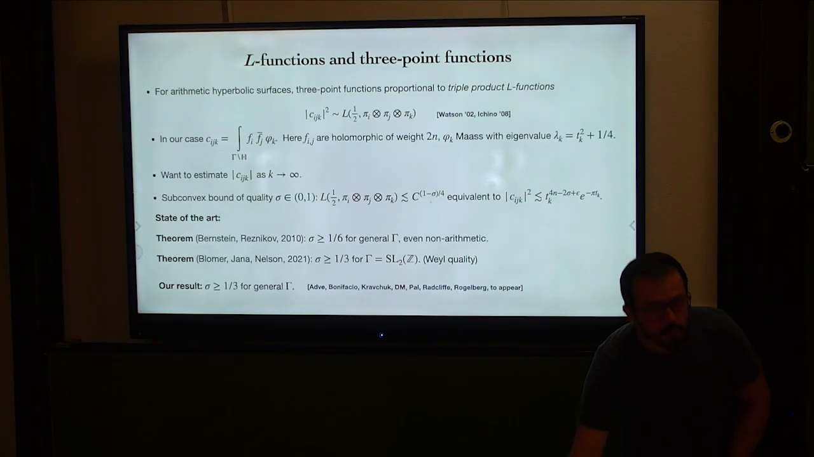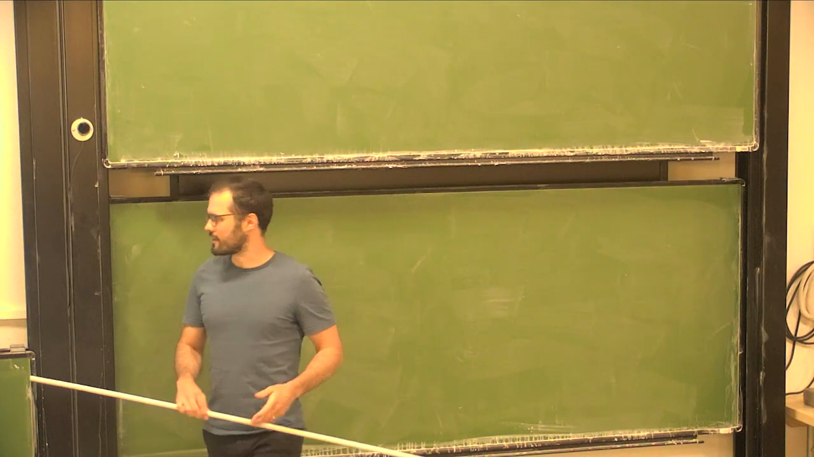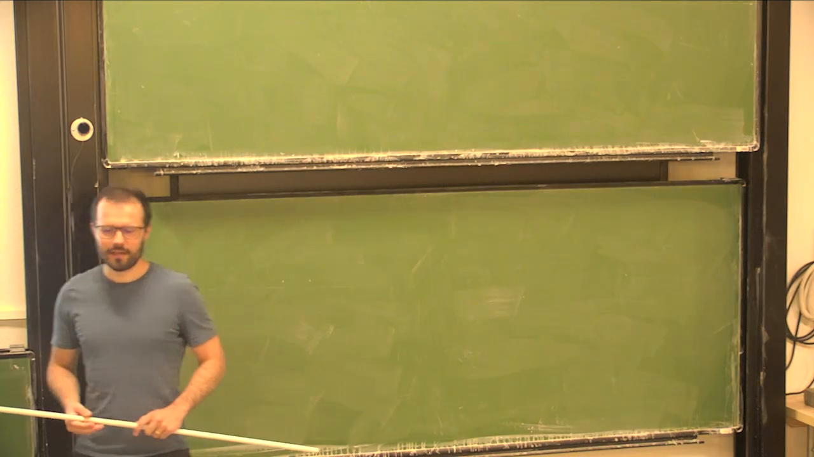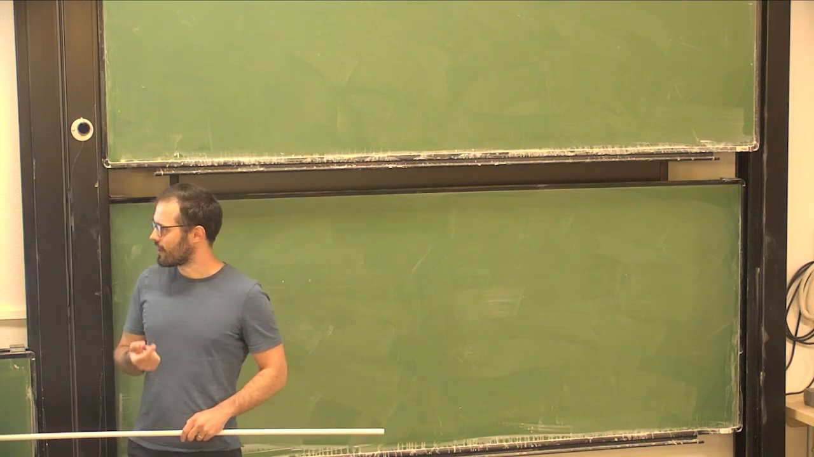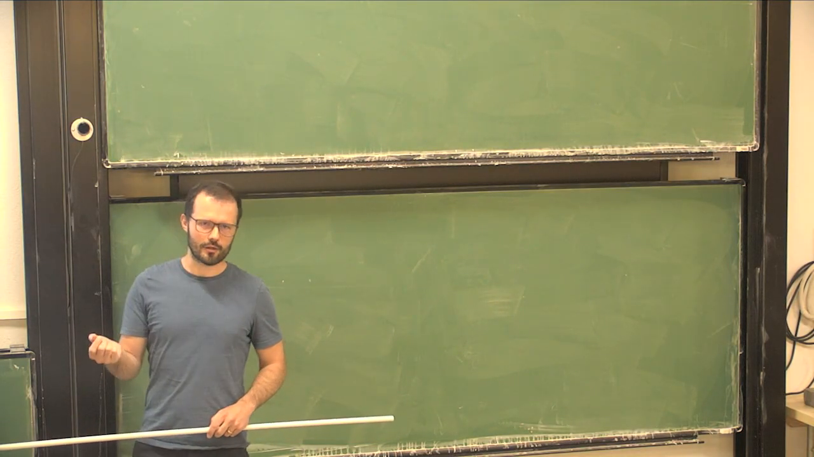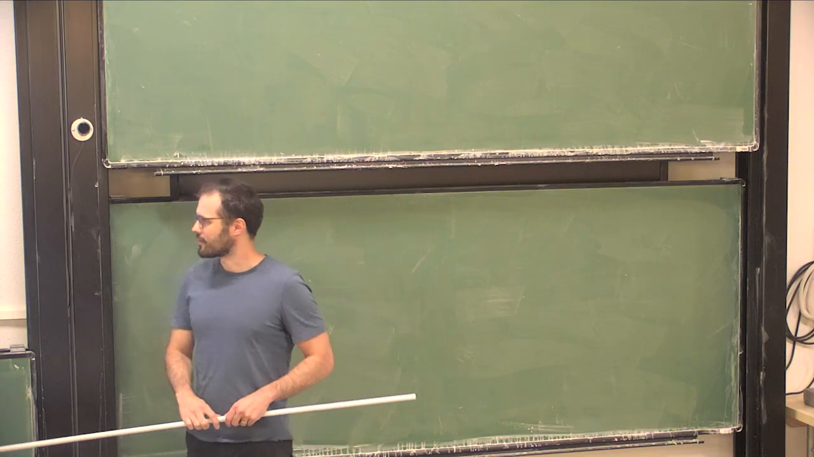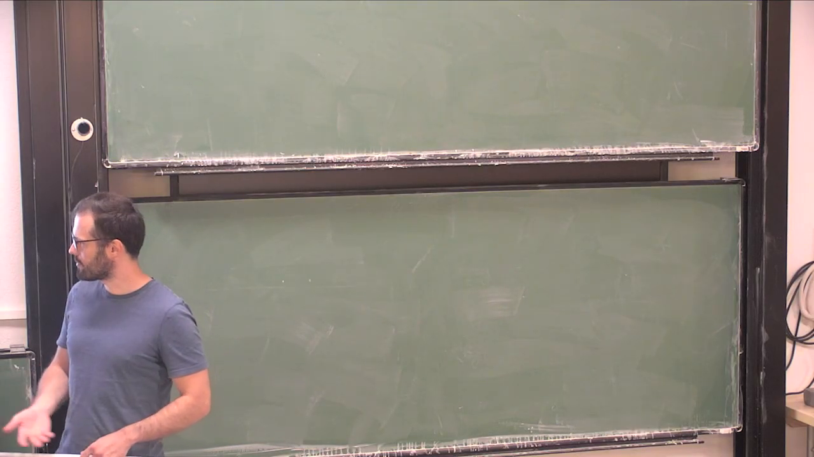Is this expected to be the optimal exponent? Well, the optimal exponent is supposed to be Lindelöf, so that's 1, but that hasn't been proved in any case. Even for the Riemann zeta function, I think the exponent currently known is 1/6 plus some tiny fraction. That's due to Bourgain. So basically, in most cases, this Weyl bound seems to be a natural threshold.